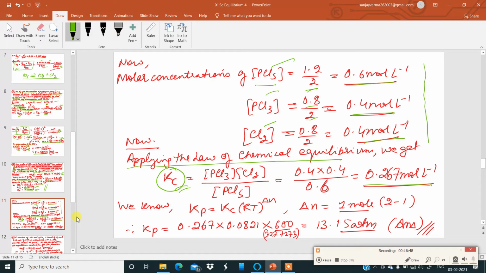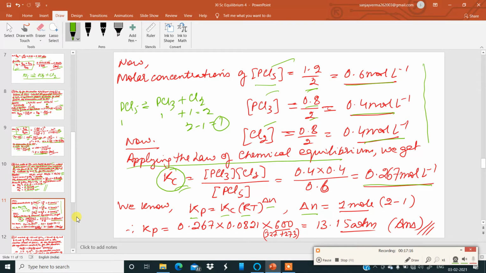Now we know the Kp relationship is equal to Kc RT to the power of delta N, and delta N for this reaction, the reaction PCl5, it is forming PCl3 plus Cl2, no? This is 1 plus 1, this is already 1, so this is 2, so 2 minus 1 will give 1, so number of moles delta N is coming 1 mole over here. That is 2 minus 1.